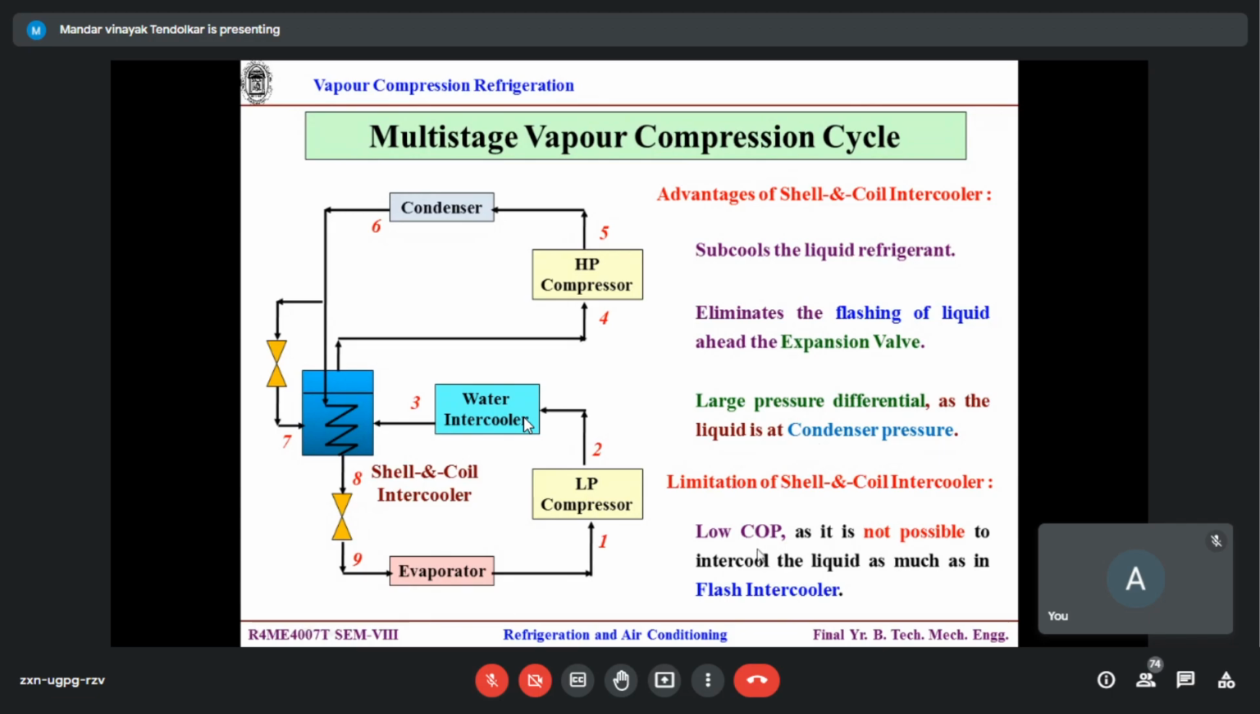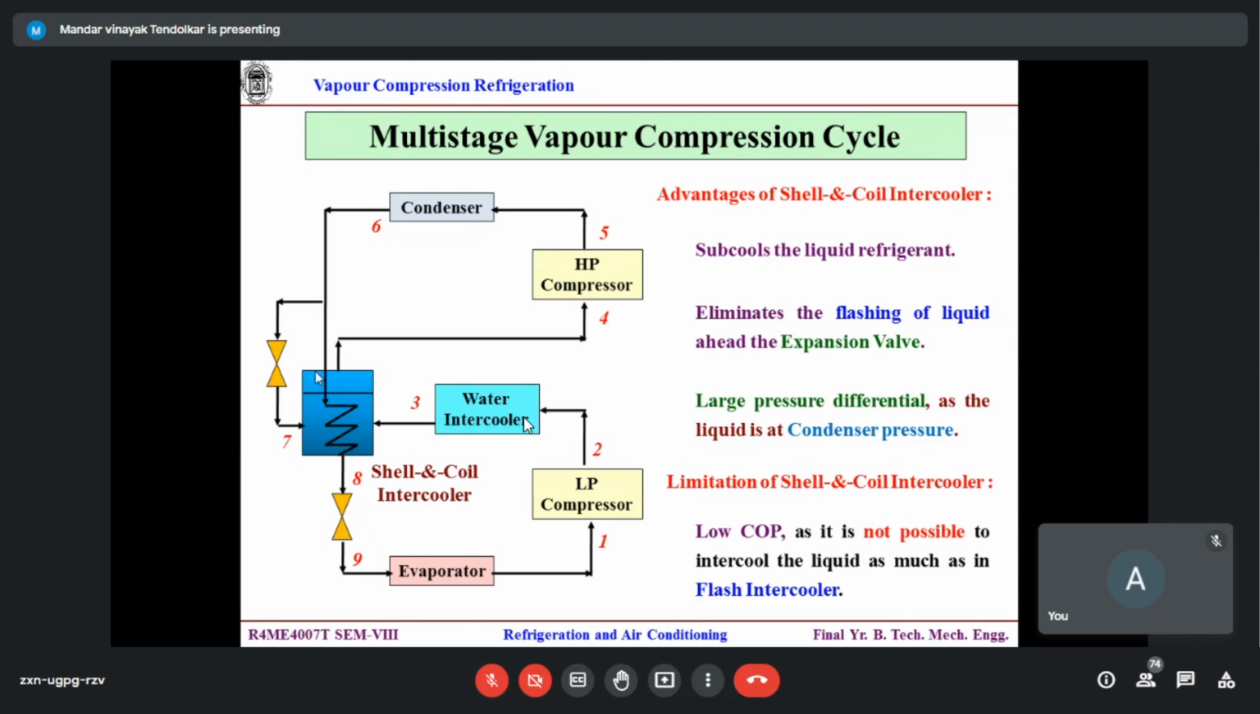The only limitation is that it is not possible, practically of course, theoretically everything is possible, to intercool the liquid as much, meaning quantity wise, not quality wise, as in the flash intercooler, because over there you have the entire control of the heat and mass balance. Here there is no mass balance, they are separated. The only thing you can play with is how much fraction you can take out over here. Let's say this is 100. So whether it is 50-50 getting diverted, 60-40, whatever it is.